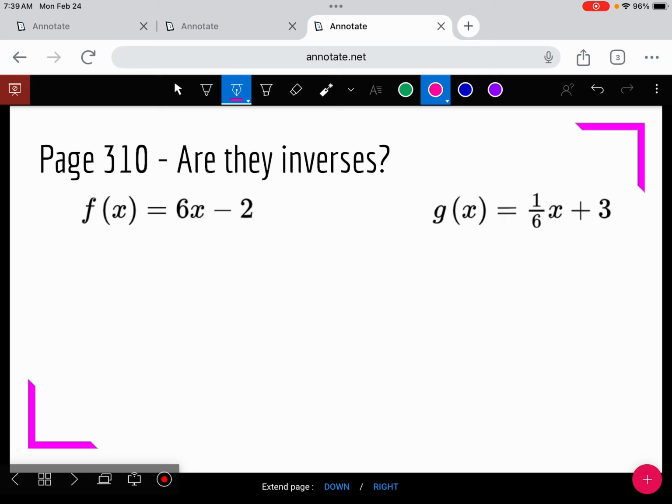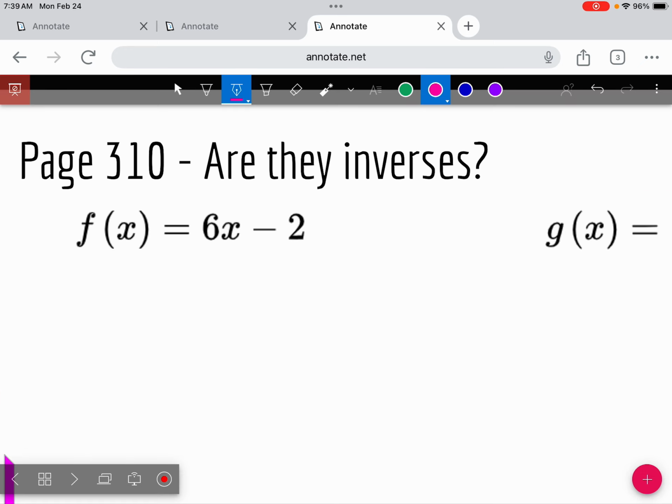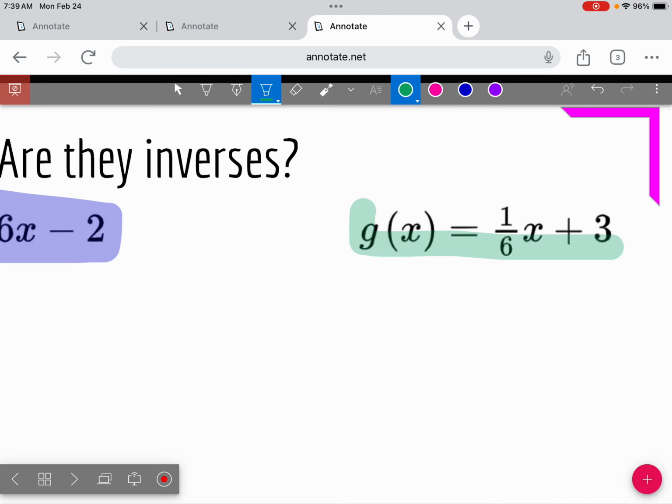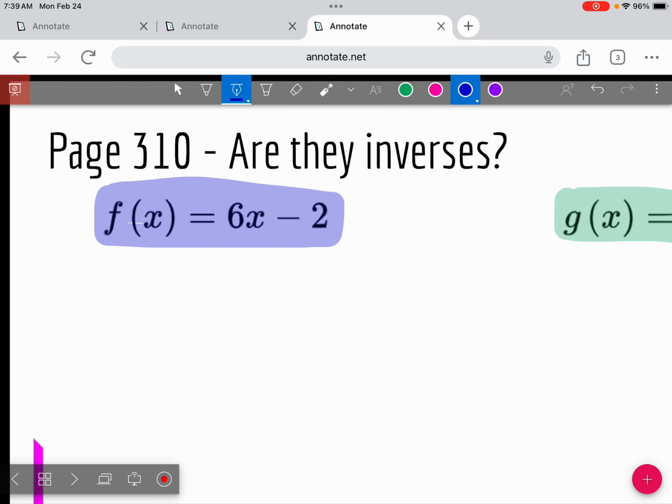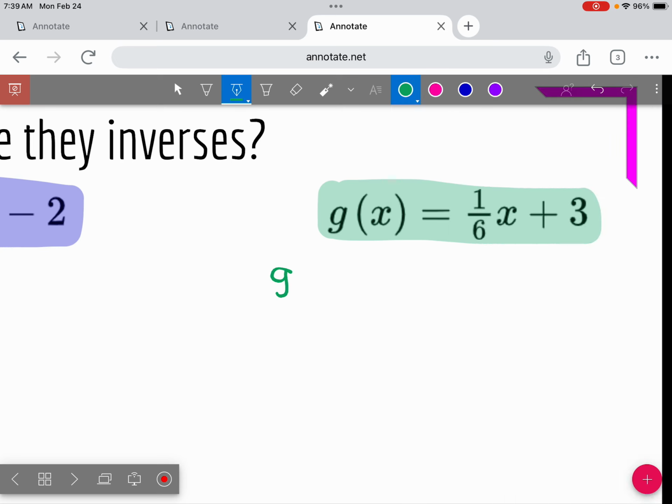So here's our next one we're going to do. Are they inverses? Means we are going to do our composition to test it. So we need to do our f of g of x and our g of f of x. So now I'm going to do f of x in blue. And I'm going to do g of x in green. Because I can. Why not? So we're going to do our f of g of x. And we're going to do our g of f of x.